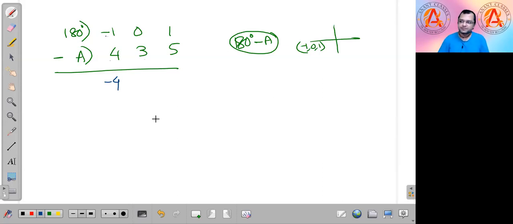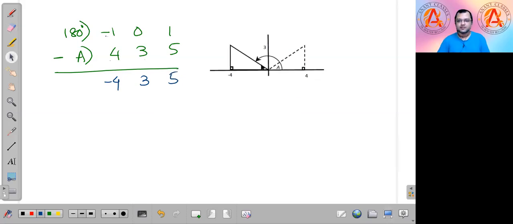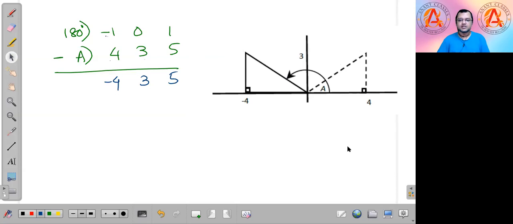Value will be 3. So value will be 3, and this side, the third value, what will be the third value? Third value will be 5. Okay. Now see the diagram.